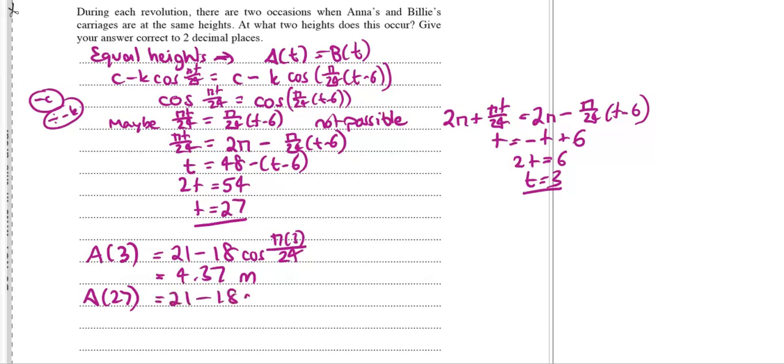21 minus 18 cos pi times 27 on 24. I get 37.63 metres. So those 2 heights are my 2 answers.